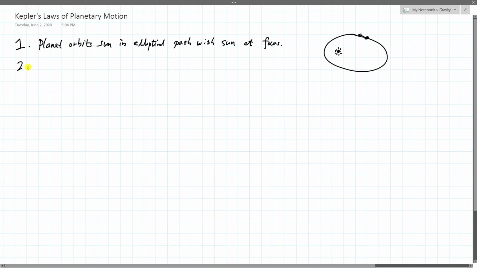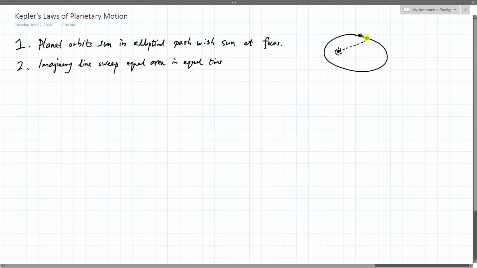So number two, this one starts to get a bit strange. For the planet's motion, you can imagine there's an imaginary line between a planet and the Sun. So here's an imaginary line, with equal distance, equal area, equal in time.